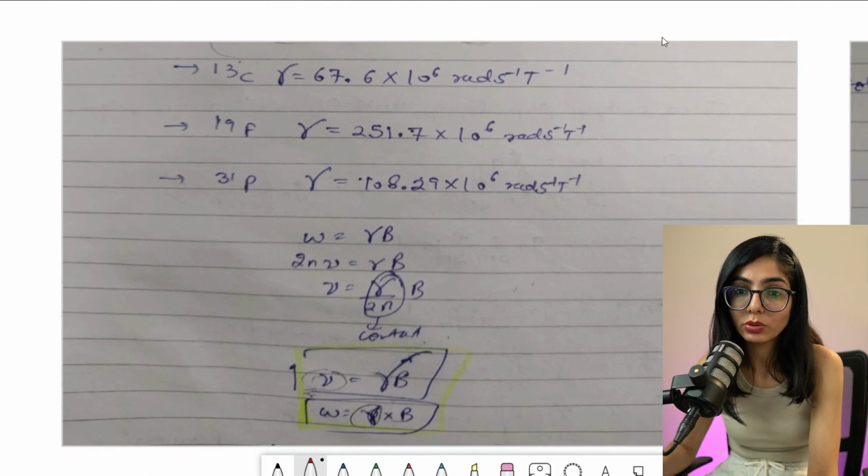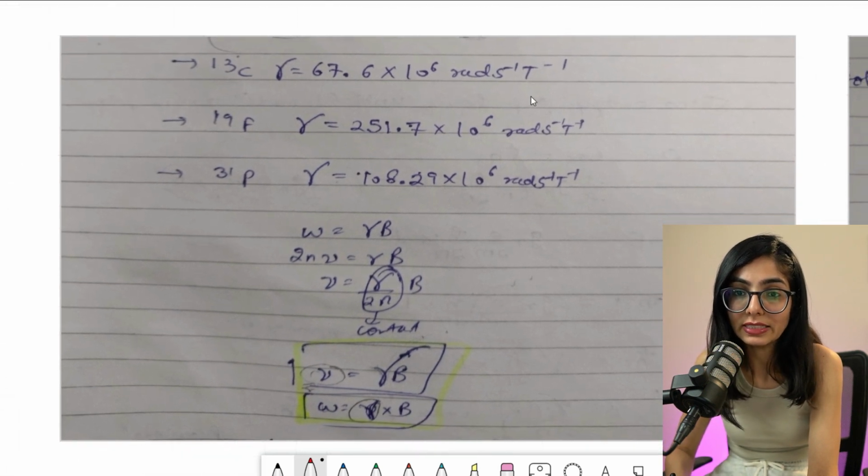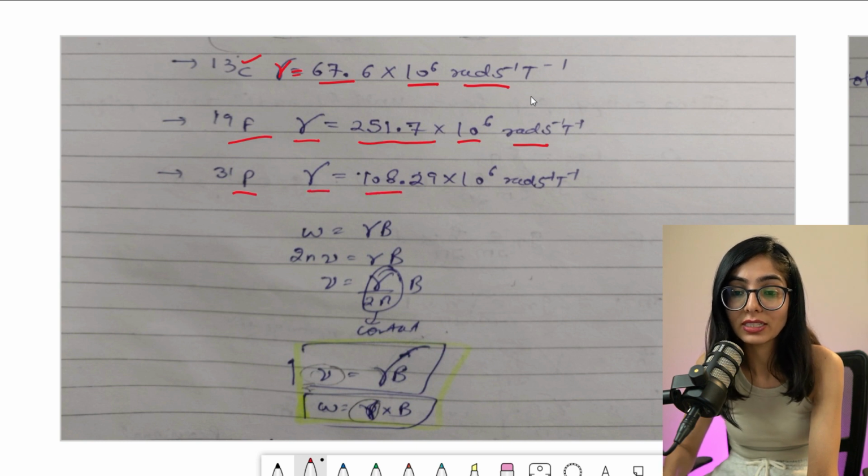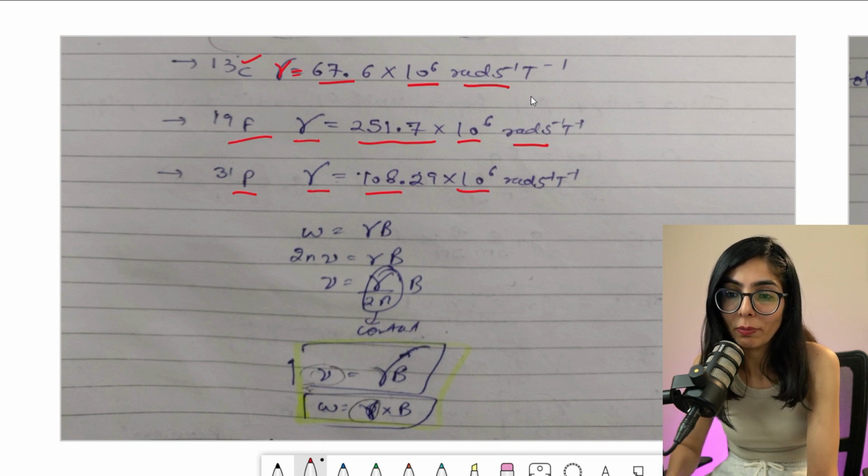Yeah, so I told you for this 13C, its gyromagnetic ratio value is 67.6 into 10 raised to power 6 radian per second per Tesla. For fluorine, the gyromagnetic value is 251.7 into 10 raised to power 6 radian per second per Tesla. And for phosphorus, the gyromagnetic ratio is 108.29 into 10 raised to power 6 radian per second per Tesla. Fine. So these values are in terms of omega.